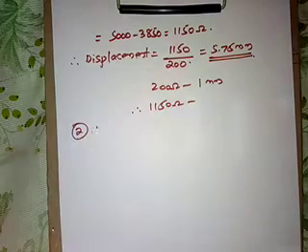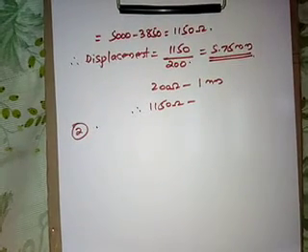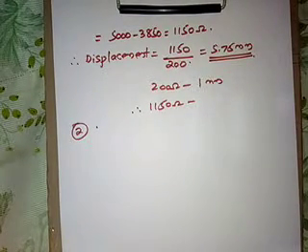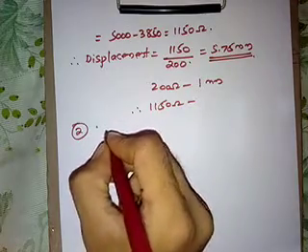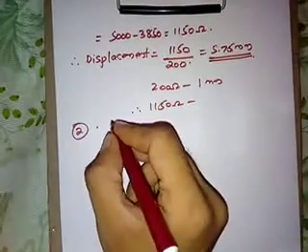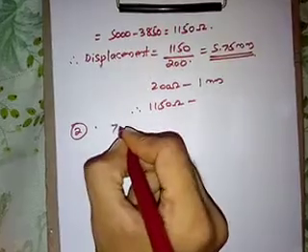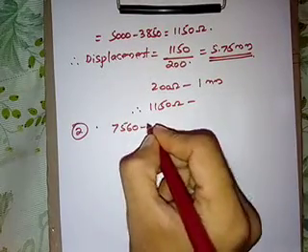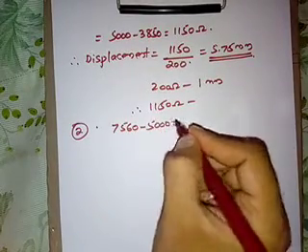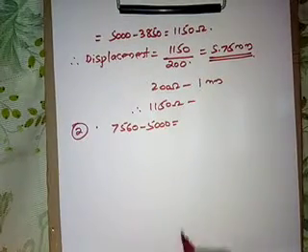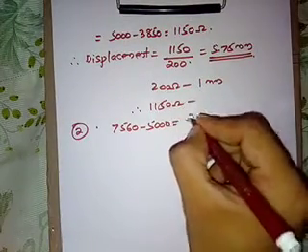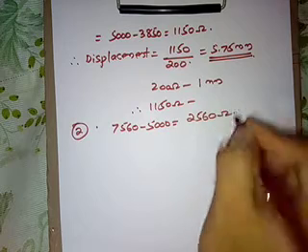Next, for the second case, the change in resistance of the potentiometer from its normal position. Again the same thing: change in resistance from its normal position is 7560 minus 5000, because they have given the resistance as 7560. So this will be equal to 2560 ohms.